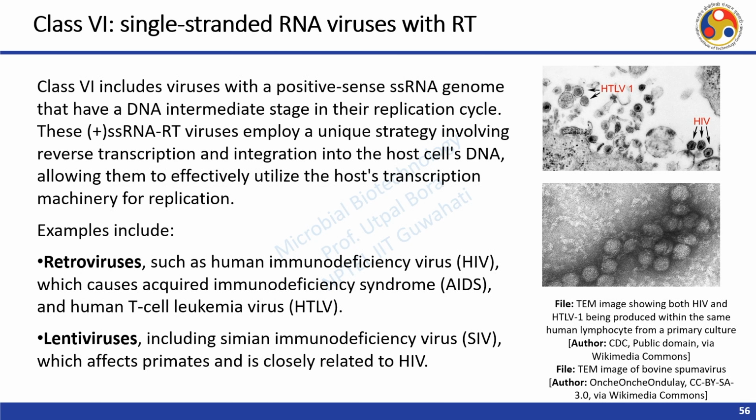Some of the examples include retroviruses such as HIV, which causes AIDS, and the human T cell leukemia virus or HTLV. Then we have lentiviruses. These include simian immunodeficiency viruses, which affects primates and is closely related to the human immunodeficiency virus. So, here we can see the HIV virus on the top and HTLV in this TEM image, and then we can see here bovine leukemia virus in the bottom panel.